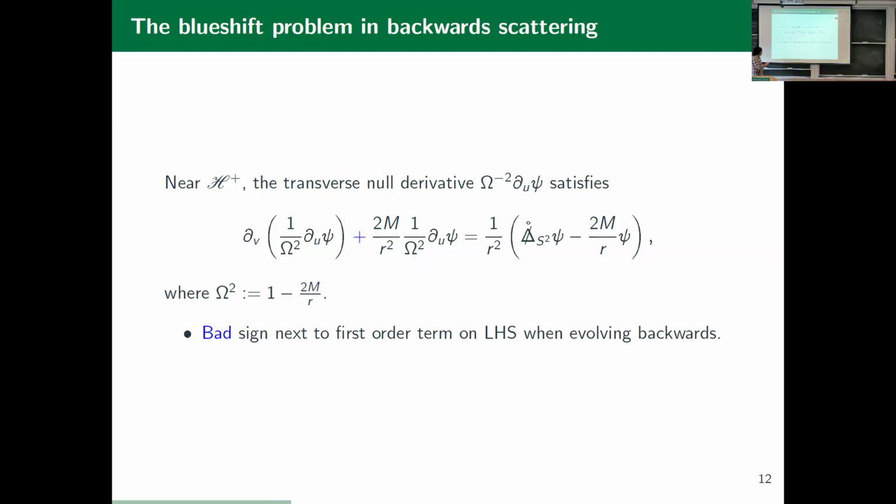So this 2m over r squared is like 1 over 4m near the event horizon. And what that tells us is that if we try to close an estimate via, say, Grönwall, then what we need is exponentially decaying data. And then it's unclear if we can close such an estimate for other types of scattering data.